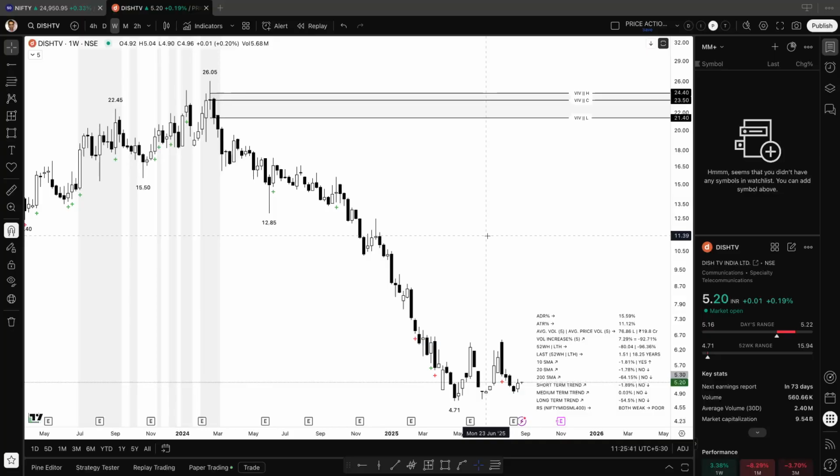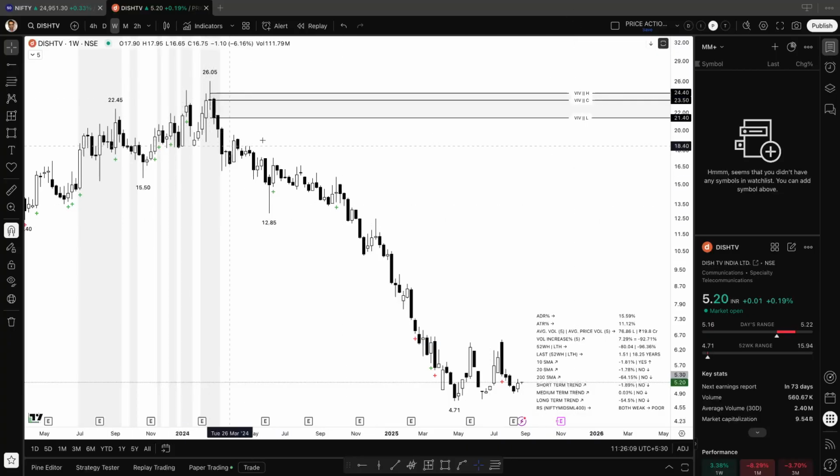Auto drawn means you need not do anything. They will be drawn for you automatically by calculating the price action and the volume activity of a few days, and then they will create those zones automatically.